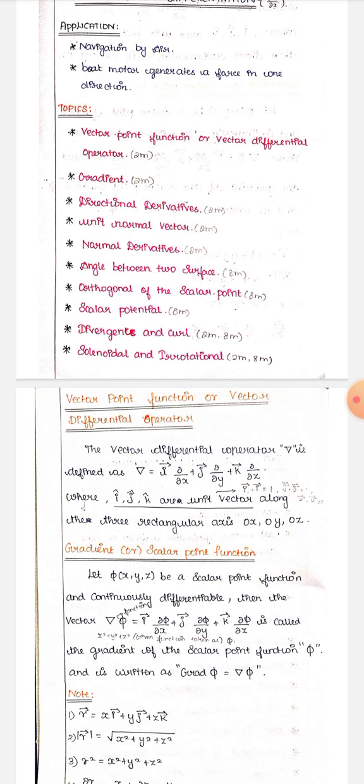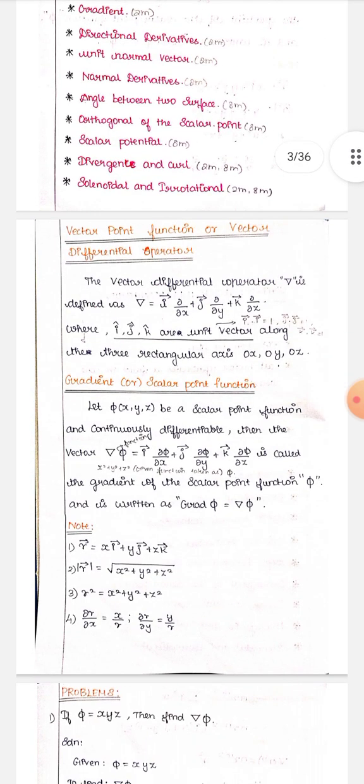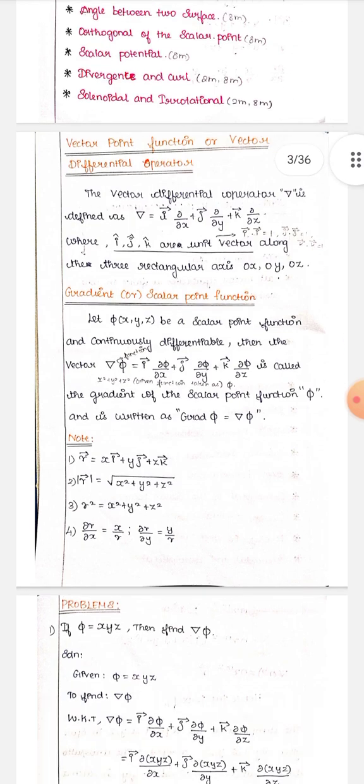The vector differential operator del is defined as del is equal to i vector into dou by dou x plus j vector into dou by dou y plus k vector into dou by dou z, where i vector, j vector, k vector are unit vectors along the three rectangular axes Ox, Oy, Oz. Here i, j, k vectors are unit vectors, which means i vector dot i vector is equal to 1, j vector dot j vector is equal to 1, and k vector dot k vector is equal to 1.